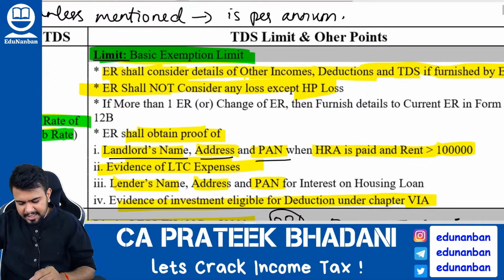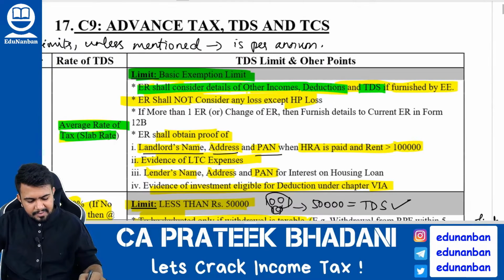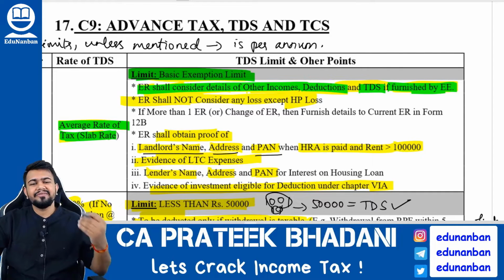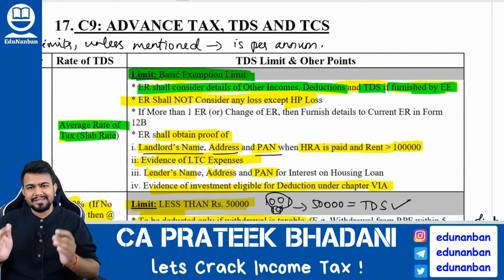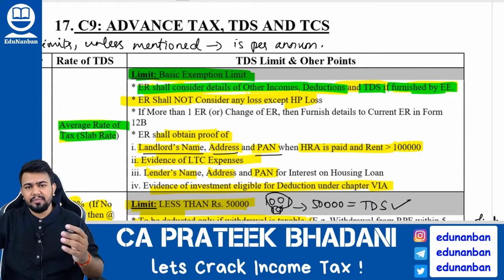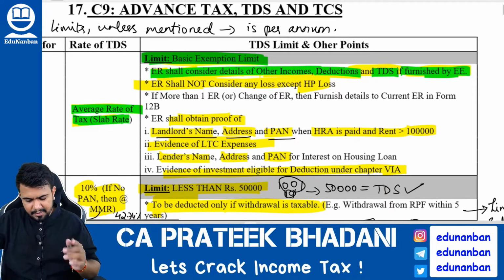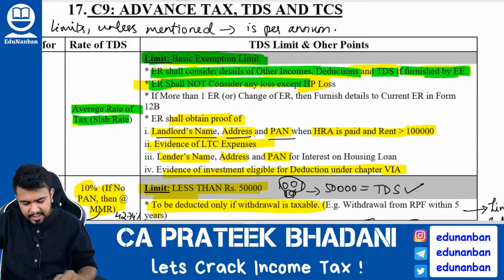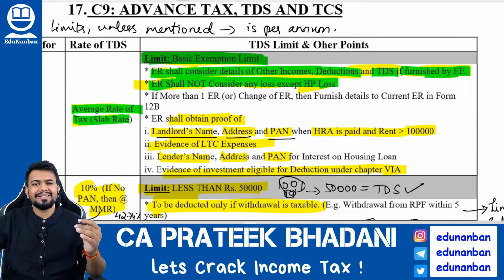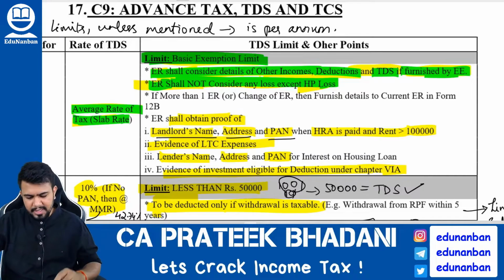Firstly, employer shall consider details of other incomes, deductions and TDS if furnished by the employee. So employee will give the details of any other income other than salary, like income from other sources, house property, etc. All those income details the employee will give to the employer. Employer has to consider that also while deducting the TDS. Number 2, employer, however, should not consider any loss other than house property loss. So house property loss can be considered while deducting the TDS, but any other loss should not be considered.